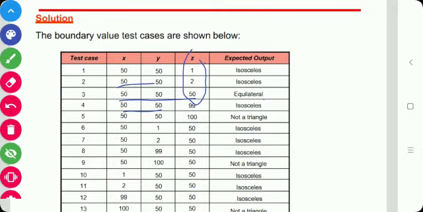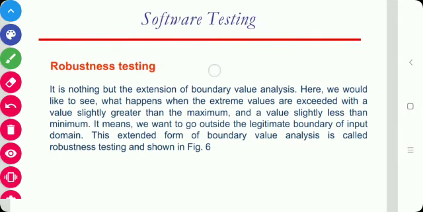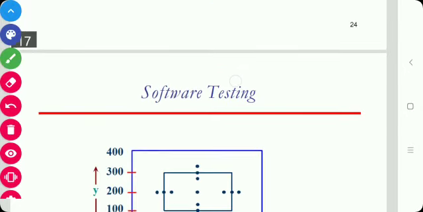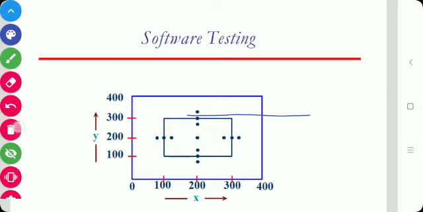Next is robustness testing. What is robustness testing? It is nothing but the extension of boundary value analysis. Here we would like to see what happens when the extreme values are exceeded, with a value slightly greater than the maximum and a value slightly less than the minimum. See here, in this diagram we consider the value slightly less than the minimum and slightly greater than the maximum. So the values are 99, 100, 101, 200, 299, 300 and 301. So this is robustness testing.